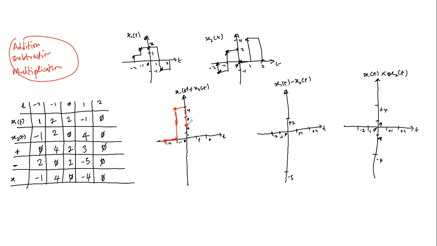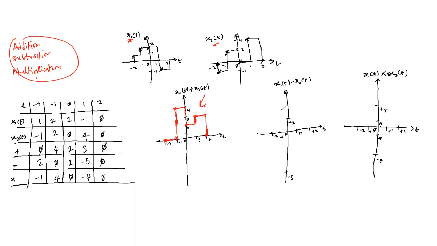Then it progresses. At t equal to 1, the signal value increases to 3, amplitude of 3. Now at t equal to 2, it drops to 0. So the addition operation of x1 of t and x2 of t will give us this as the output.